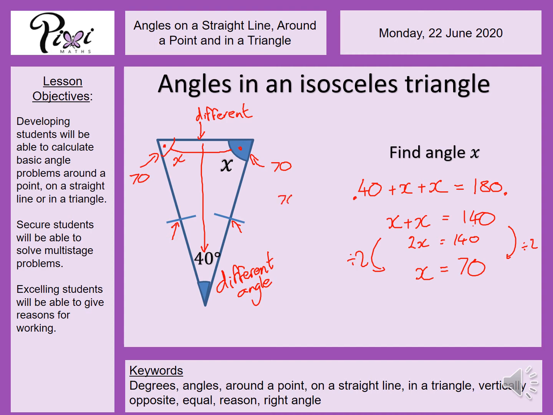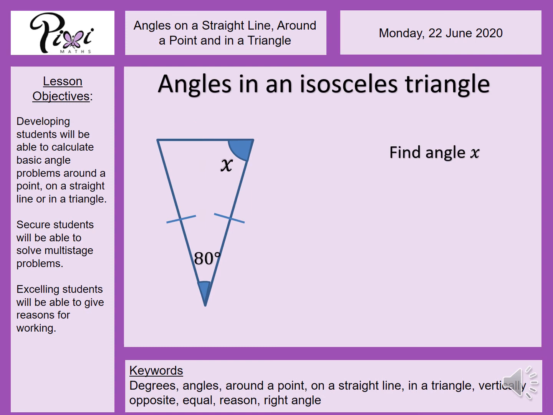So 70, 70 and 40. If we've done this right, it should add up to 180. So 0, 7 add, so 8, carry 1, 180. So we can see we've got the correct answer. So it's a little bit trickier, these ones, because we've got to work out what's missing and then halve it, because there's 2 of those angles. So let's do another one.